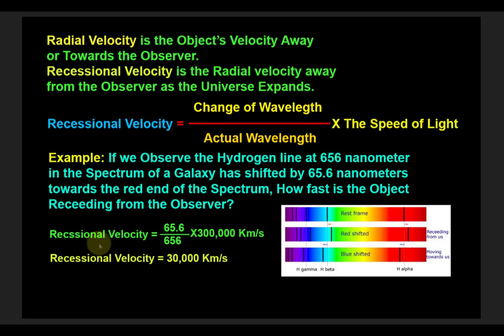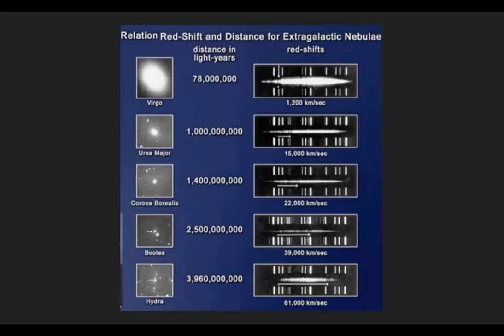In this case, recessional velocity is going to be equal to 65.6, which is the amount of the shift, divided by the actual wavelength of that line, which is 656 nanometers, multiplied times the speed of light, which is 300,000 kilometers per second, approximately, very close to. In this case, the recessional velocity of the galaxy is going to be 30,000 kilometers per second.